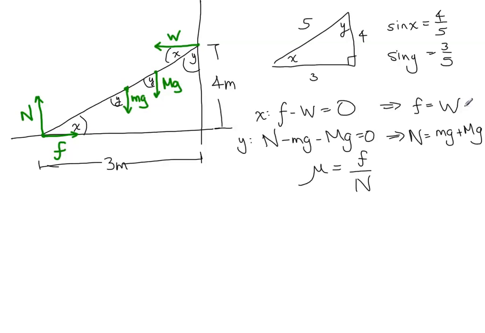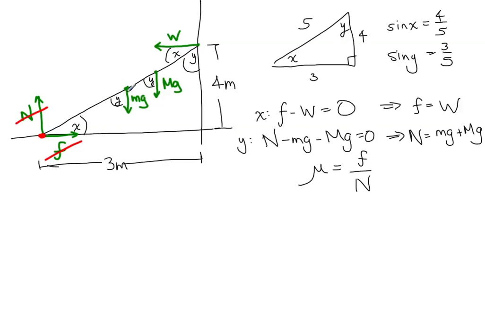So I am going to use as my center of rotation this point down here, because by choosing that point I can eliminate 2 torques from my torque calculation. And it doesn't scare me that I've just eliminated the friction because I know the friction is equal to the wall force and the wall force is still here. So that's what I'm going to do.